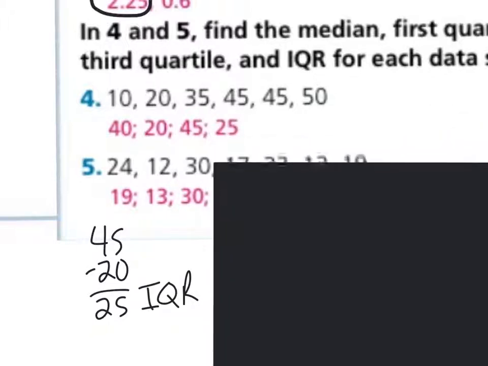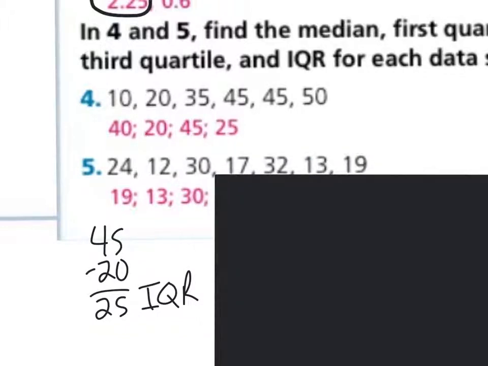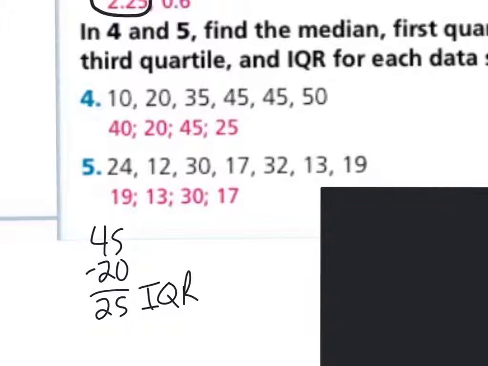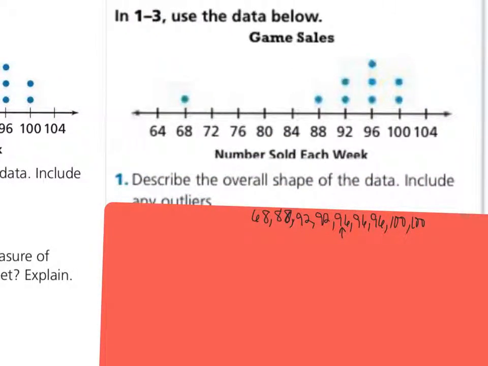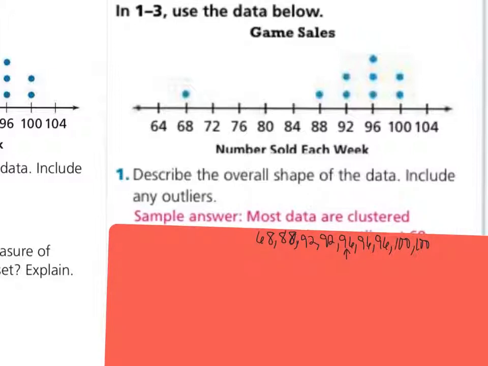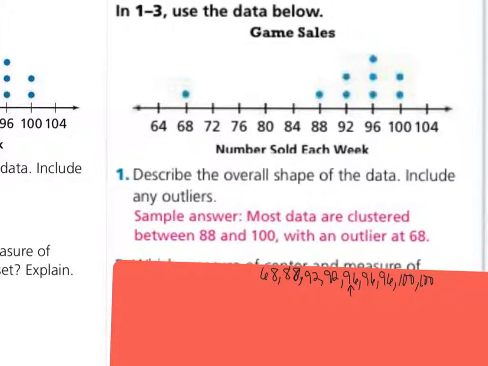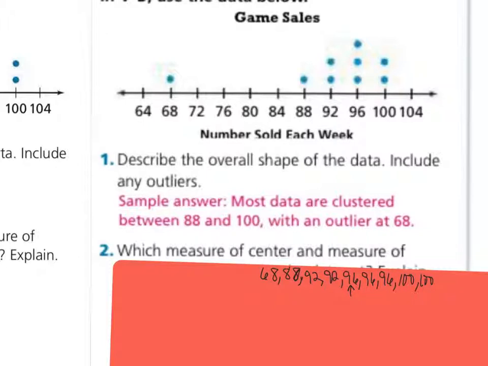And then same idea for number 5. 30 minus 13 would be 17, would be the interquartile range for number 5. Lesson 6 and 7 they've got together here, summarizing data and things. So number 1, they want us to describe the overall shape of the data, include any outliers. So we do have a definite cluster here from 88 to 100, and there's an outlier at 68. That would be a good description there.